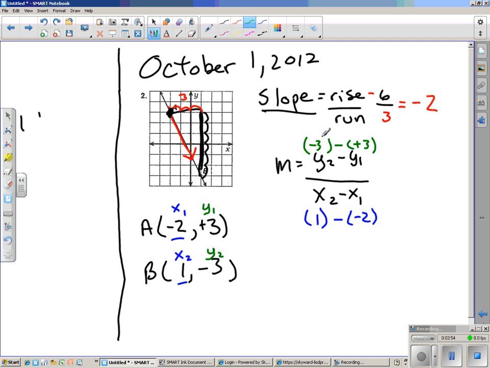Then, negative 3 minus 3 is negative 6. It is the same thing we got when we did the rise. Then we do the x-coordinates. 1 minus a negative 2 is 1 plus 2, which is 3. Once again, negative 6 divided by 3 is negative 2.